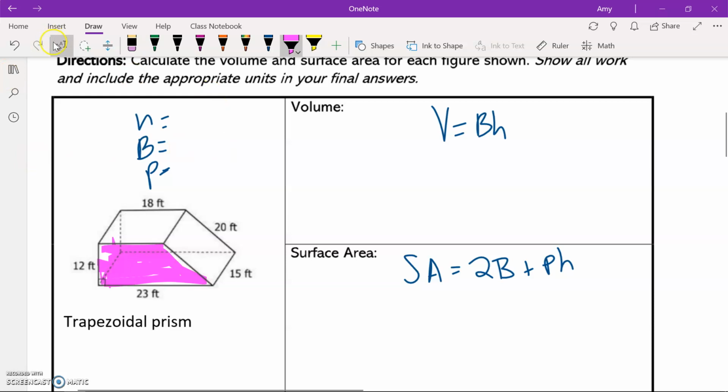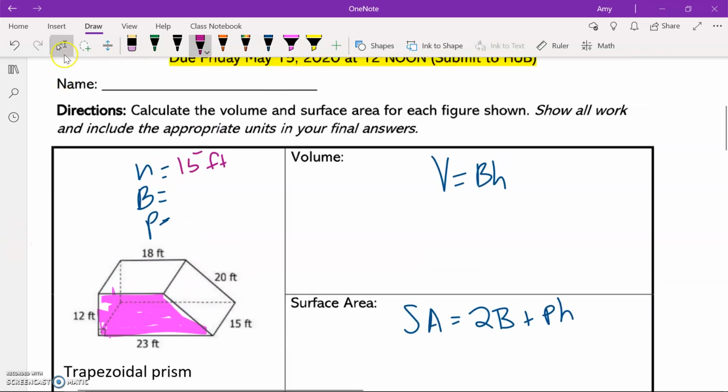So I want to remind you the height of the prism is the distance between the bases. So I'm going to look for which segment has a measurement that's connecting my two bases. And I see that this edge right here is the 15, and it is connecting this trapezoid to this trapezoid. They also could have labeled this 15 or this 15 or this segment down here. So I know that my height is going to be 15 feet.